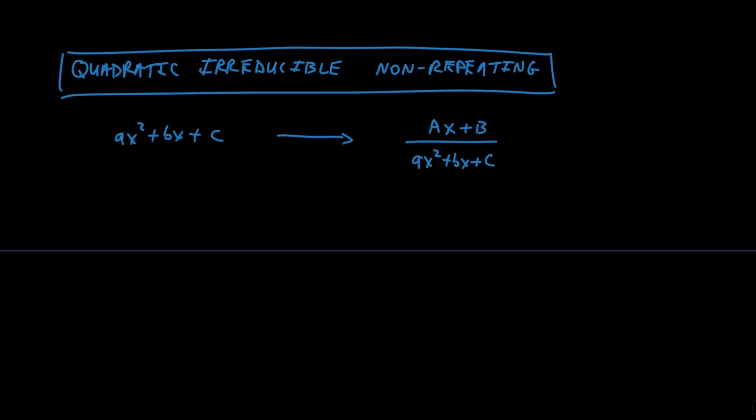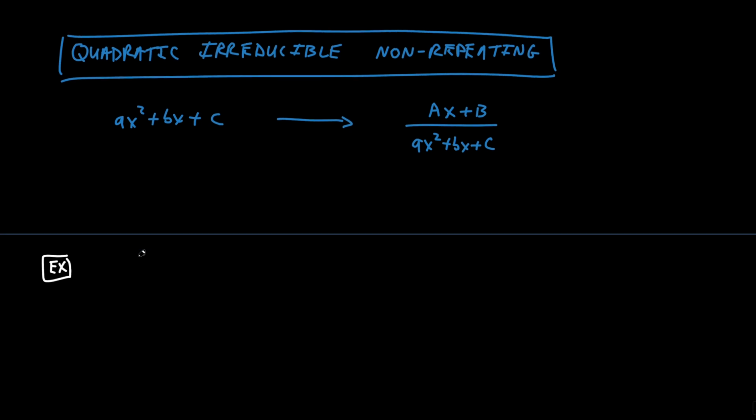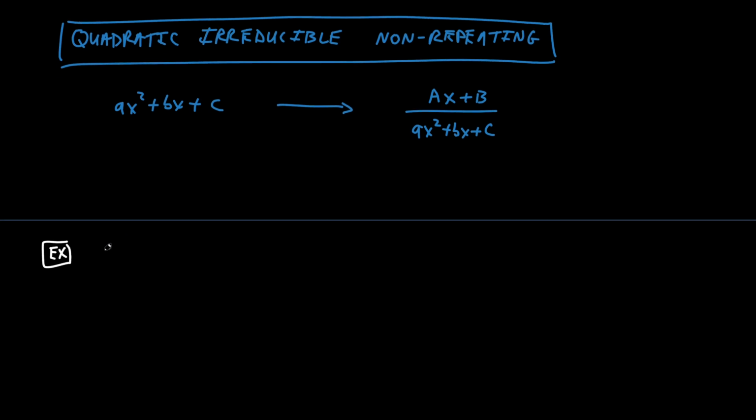So let's take a look at an example. We'll follow the same flow, see what our breakdown looks like, how we can find our coefficients, and then after that, we'll look at repeating quadratic irreducible factors.